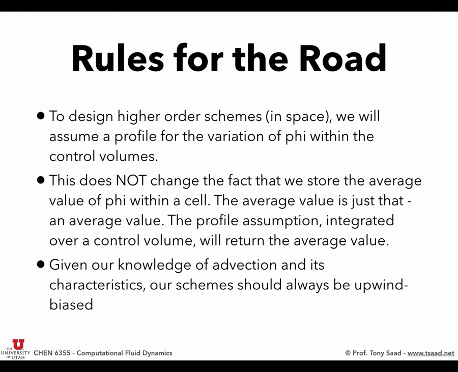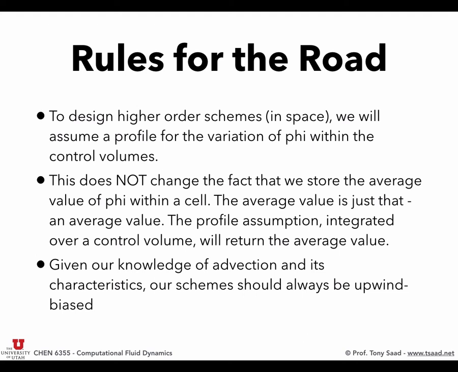Because given our knowledge of advection and characteristics, we know that if we choose to involve the future points, it's not going to work. We need to involve only the previous points or the upwinded points, or be as upwind biased as possible. We may choose one downwind point if we want, but we better compensate for that with many upwind points.